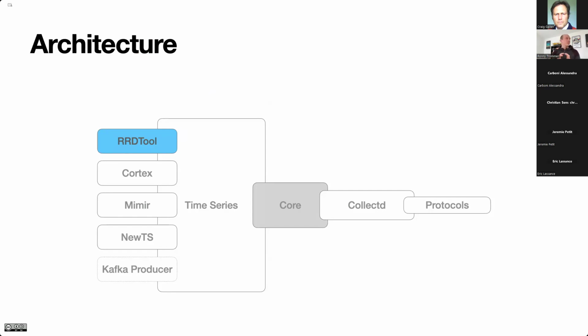OpenNMS is a pretty scalable platform. There's not just one time series implementation you can use. You can pick a few of them. By default, if you don't do anything, you have RRDtool as time series storage. That's basically where all the time series measurements end up on your file system on a disk. And you can also switch to different ones like Cortex, Mimir, and Newts. And you also have the possibility to send performance metrics upstream to Kafka, which might be the one you are interested in to forward metrics to a different system.